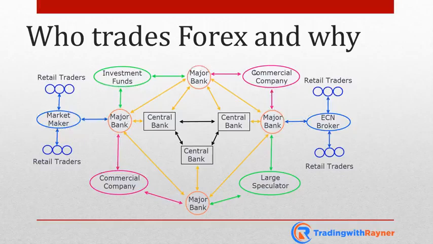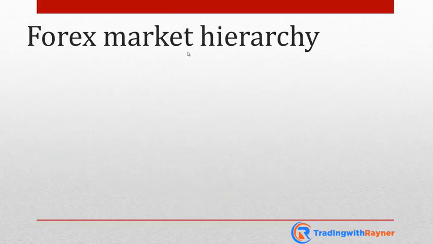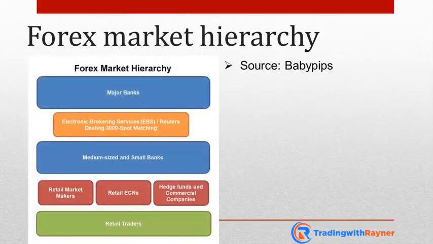Okay, so with that said, this is the ecosystem, and to look at the hierarchy, this is a source from BabyPips. You can see that major banks are at the top. They put in the largest orders, and they typically communicate with one another using the EBS system.